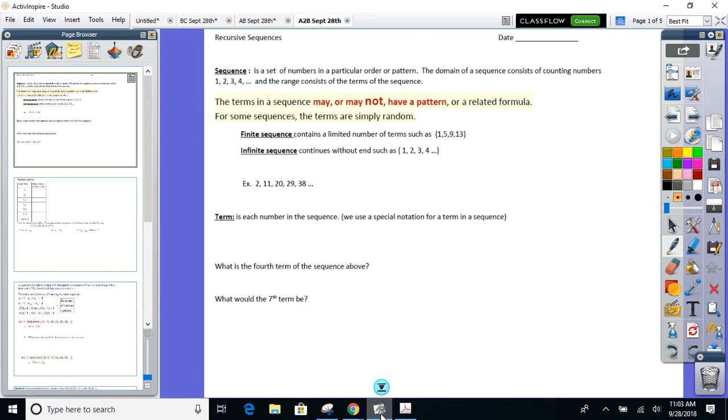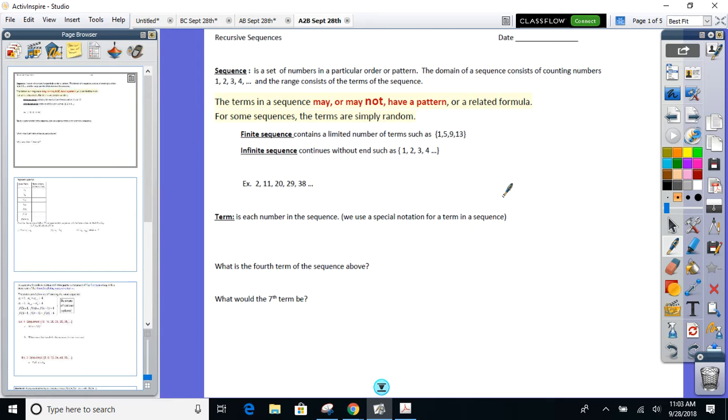All right. There's two types of sequences. Finite. That means it ends. That's it. It doesn't go on forever. So I got 1, 5, 9, 13. Done. That's a finite sequence versus infinite. It goes on forever. Pattern, no pattern. Am I concerned with that? No, I'm not. Here's what I'm concerned with.